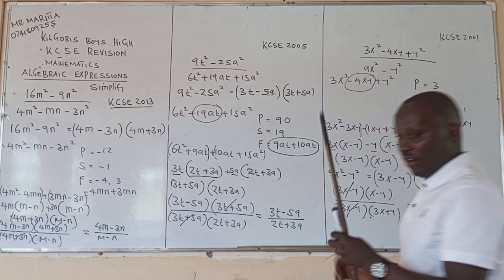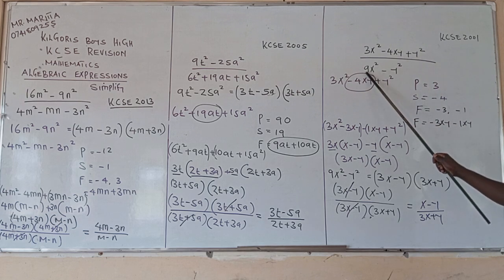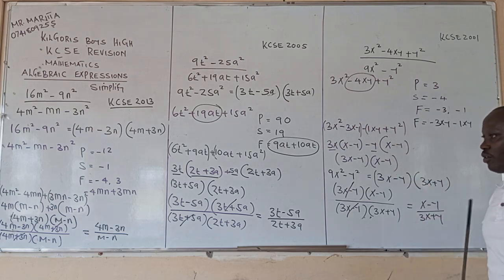That is how you can simplify the expression. So the main thing to understand here is that 9x squared minus y squared is very simple because you normally find the square root of those numbers.